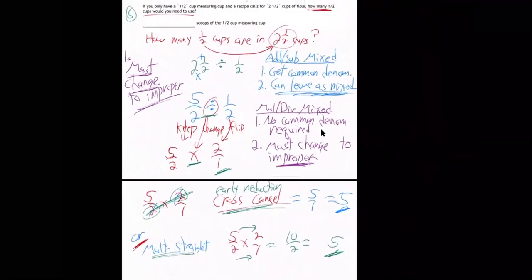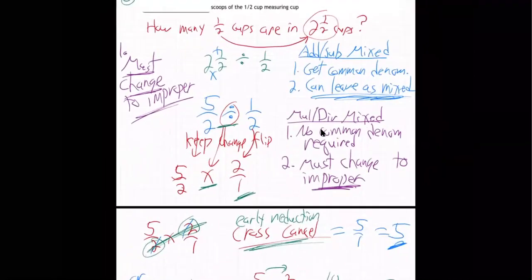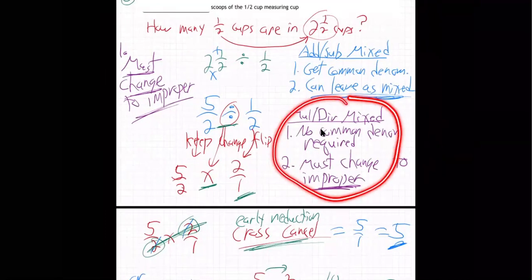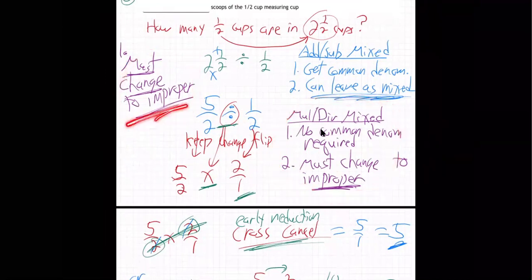Questions on that one? So that makes sense? So the moral of the story here is that when you multiply or divide mixed numbers, you must change to improper. You must change to improper. So I had to change to 5/2 to do the problem. And then, of course, dividing becomes multiplying: keep, change, flip the one on the right, and finish up the problem. There we go.